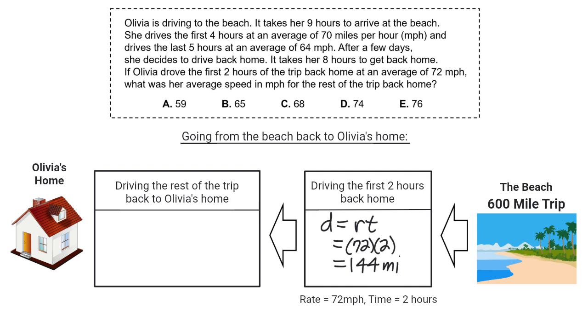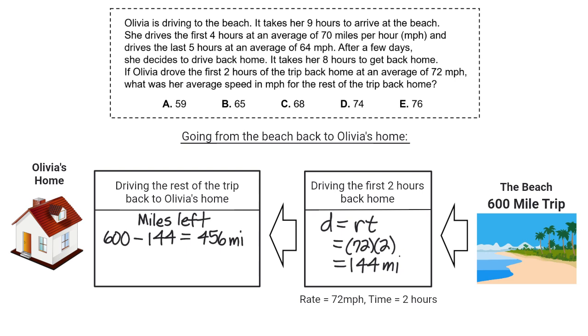Now we need to figure out what's left over from this trip. So keep in mind, we have a 600-mile trip. In other words, the miles that are left to drive: this is a 600-mile trip, we've already driven 144 miles, so that's going to leave 456 miles left to travel.